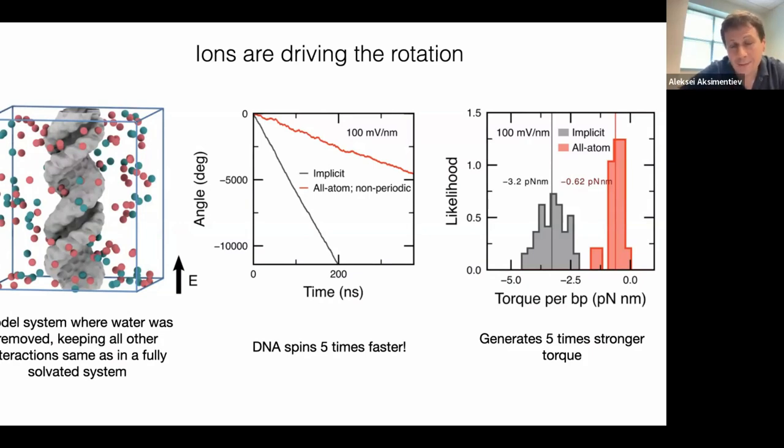And if we do that, of course, DNA spins, and it actually spins much faster, at least 5 times more. Same with torques. Basically, we are getting larger torques by a factor of 5. And that is all because we are eliminating this inefficient momentum coupling that is mediated by water. So I hope I answered your question with this slide. Please let me know if I haven't.